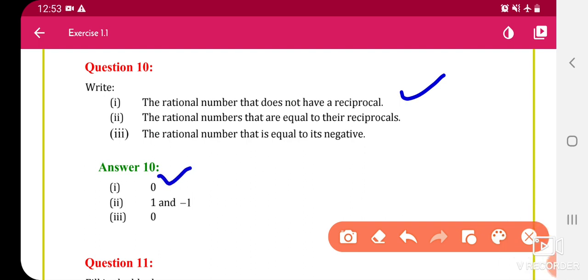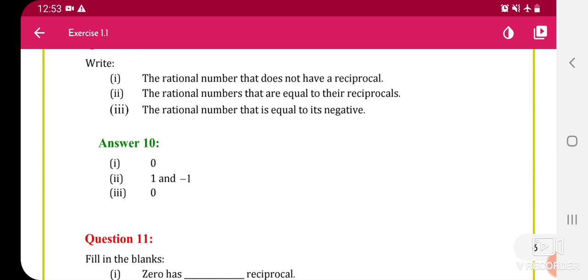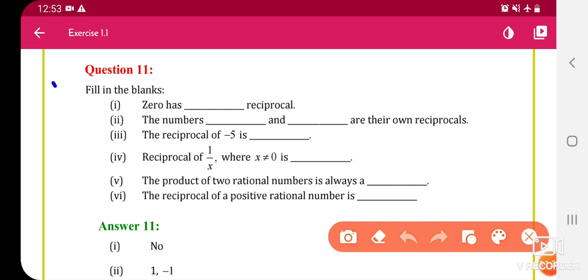Next is the rational number that is equal to its reciprocal. We already solved it. What is the reciprocal of 1? Obviously 1. And minus 1 is always minus 1. So the answer is 1 and minus 1. Which rational number is equal to its negative? So 0. Now next question, question number 11, fill in the blanks.